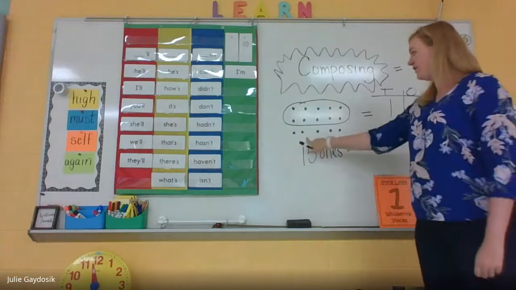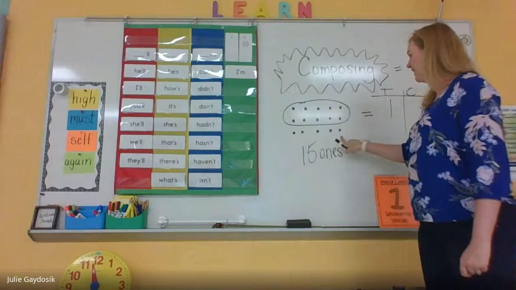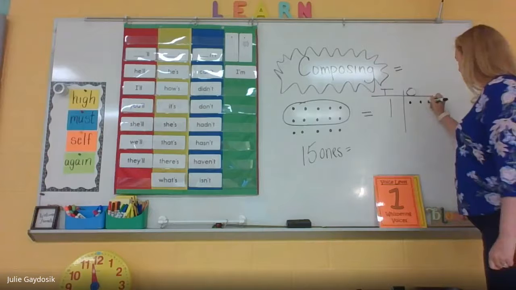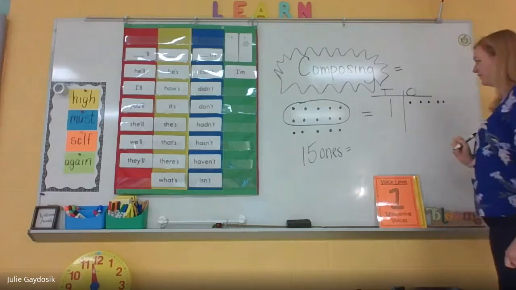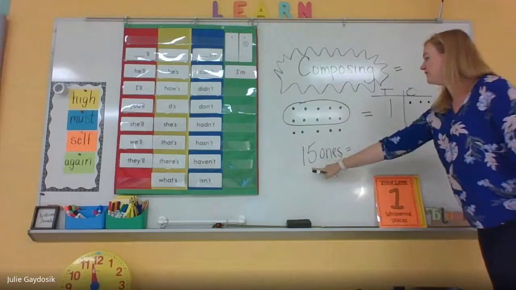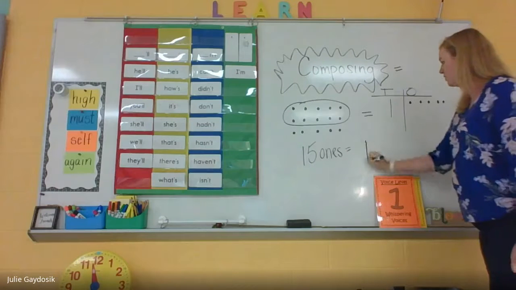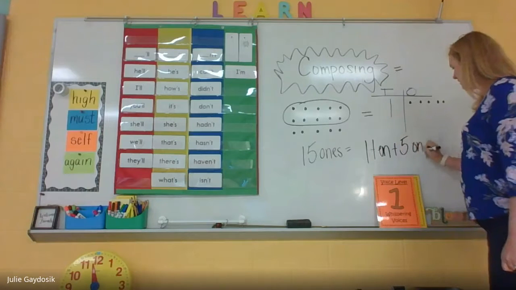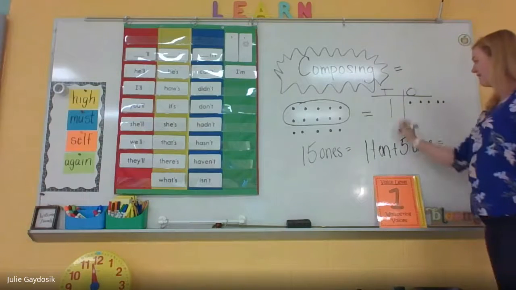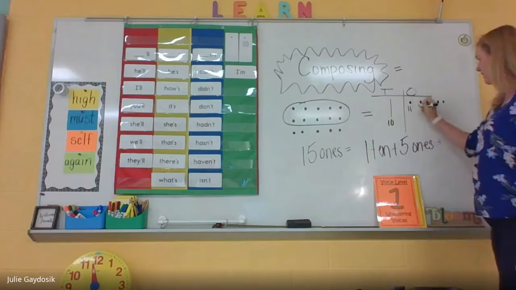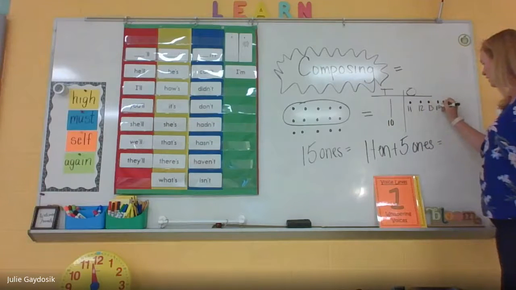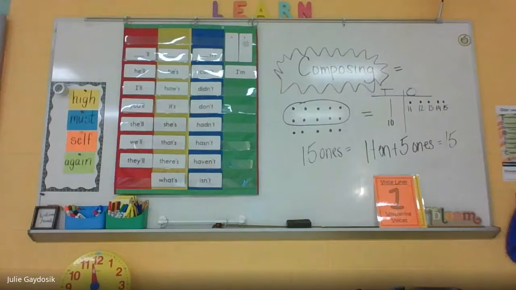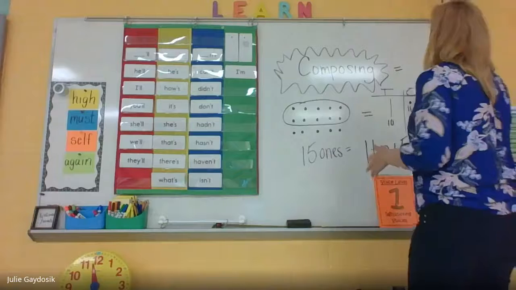Now, though, I can't make another 10 because I only have 1, 2, 3, 4, 5 ones. So I'm going to draw 1, 2, 3, 4, 5 ones. So 15 ones is the same as 1 ten and 5 ones. That value is 10, 11, 12, 13, 14, 15. Okay, so it'd be the same thing as if I did this with tens frames.